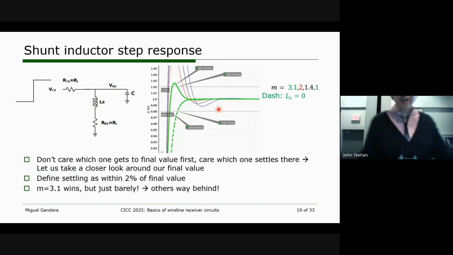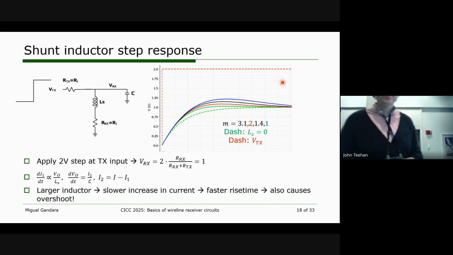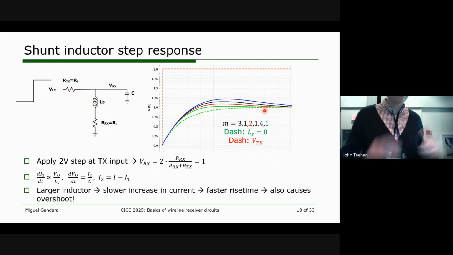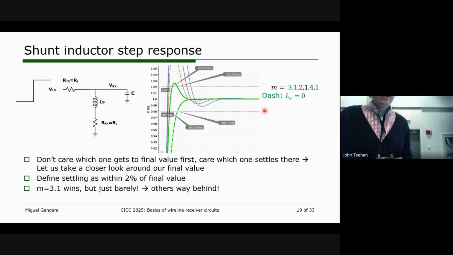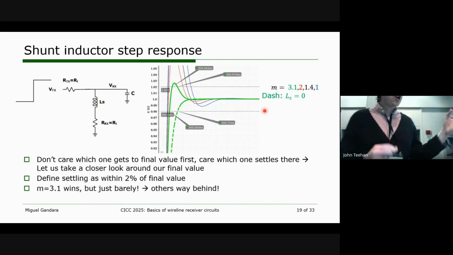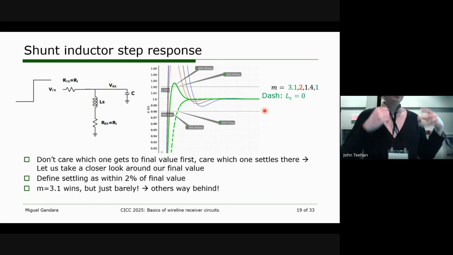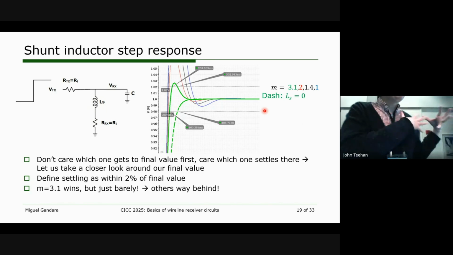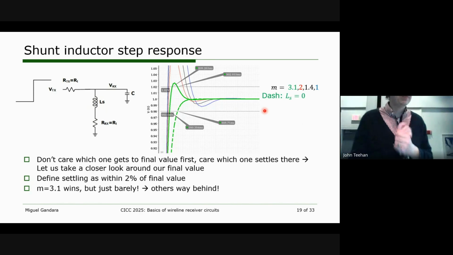Okay, so let's zoom in a little bit closer. Obviously, you can't get too much of an idea of what the final settling behavior is from this far out. So I've zoomed in a little bit closer. Now we can see the error bands of our signal, because we really don't care about which one gets to the final value first. We care about which one settles, like I said before.